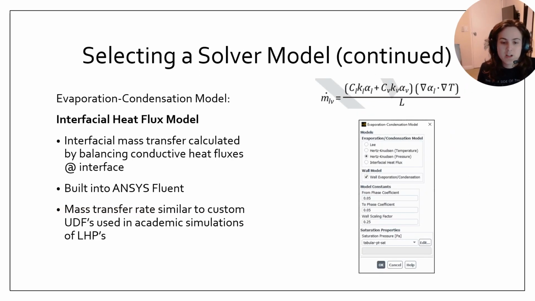Additionally, for evaporation condensation, I'm going to use the interfacial heat flux model. This balances conductive heat fluxes at the interface. This one's built into ANSYS Fluent. I found a few different papers for loop heat pipes that use UDF to achieve a very similar thing. So I think we're going to compare the results and see how they go. I might do a few smaller benchmarks.